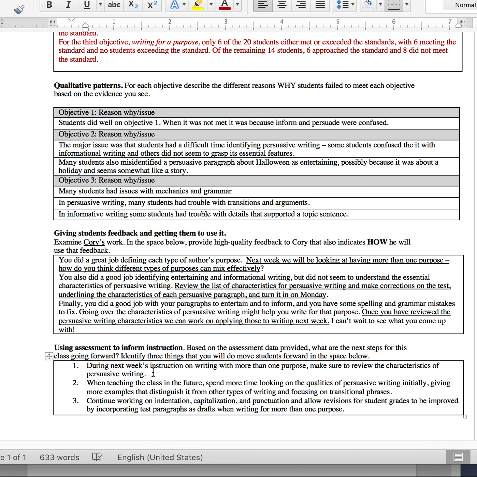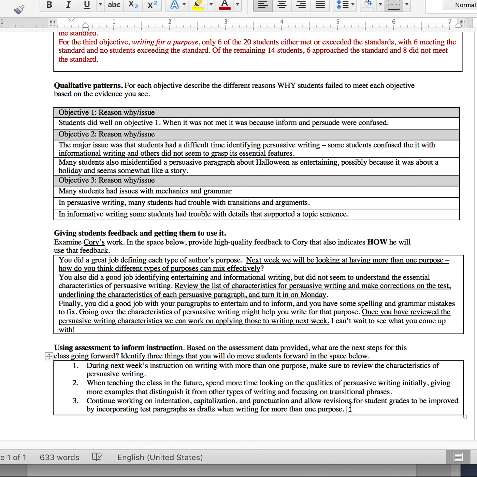So, first one, during next week's instruction on writing with more than one purpose, I'm going to make sure to review the characteristics of persuasive writing. Two thirds of my students seem to be confused on that. I need to make sure I hammer that home. For the second one, when teaching the class in the future, spending more time looking at the qualities of persuasive writing initially, giving them more examples that distinguish it from other types of writing, and focusing on those transitional phrases, which were also an issue. Finally, continue working on indentation, capitalization, punctuation, and allow revisions for student grades to be improved.